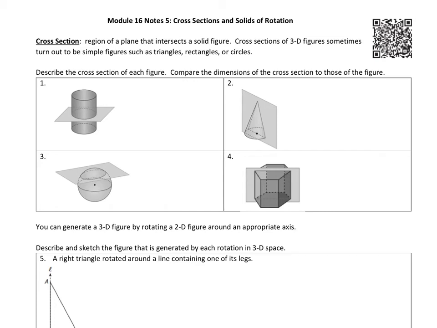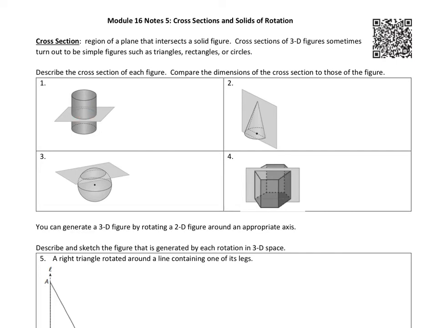In this last video for Module 16, we're talking about cross sections and if we rotate a 2D figure, how it creates a 3D figure and what that 3D figure is going to be. So a cross section, to begin with, is when we take a 3D figure and we are basically slicing it somewhere through that figure to figure out what shape is created if we slice off a piece.